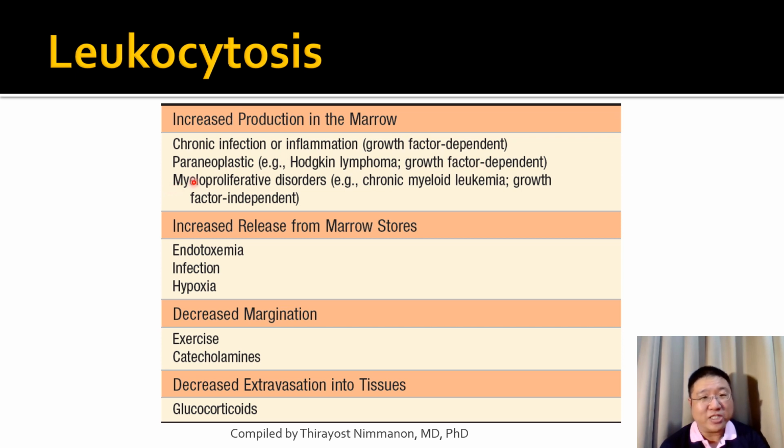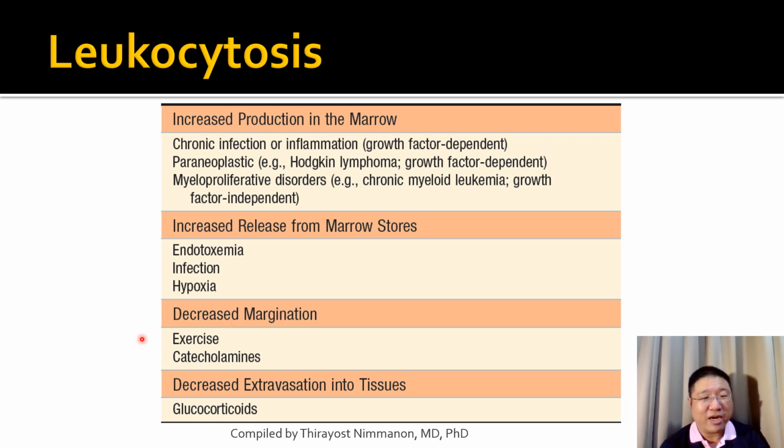And myeloproliferative disorders are also a cause of leukocytosis. For the increased release from myelostores, the causes include endotoxemia, infection, and hypoxia, and also the decreased margination. Normally, in the blood circulation, there are so many lazy white blood cells. They do not like to travel throughout the body. They would like to stay on the blood vessel wall.